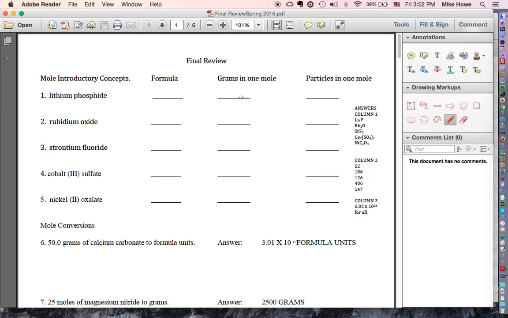So this is an overview of the final review guide. First of all, we have lithium phosphide. We're supposed to write a formula for that. So you'd write the symbol Li and you'd put a little +1 charge because it's got a +1 charge. The ide ending means that it's a plain element on the periodic table. So you're looking at just phosphorus.